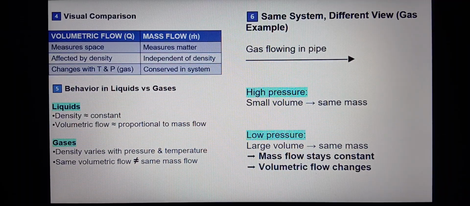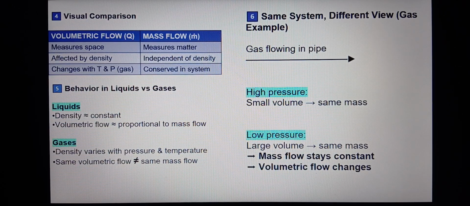Visual comparison. Volumetric flow Q measures space. It's affected by density and changes with T and P. T and P mean temperature and pressure in gases. Mass flow measures matter. It's independent of density and conserved in the system.